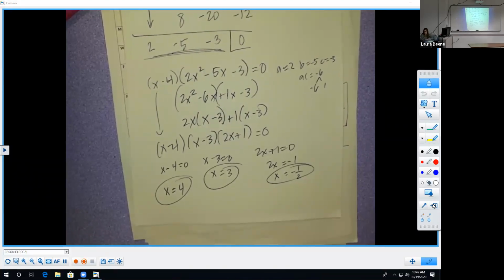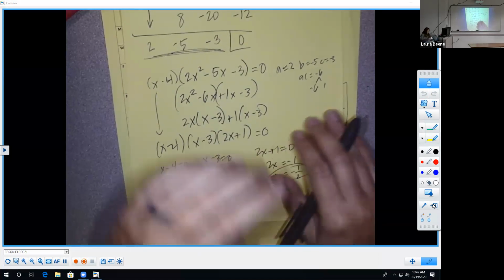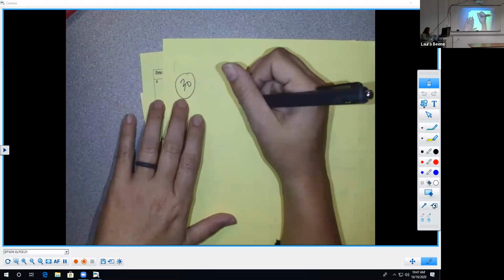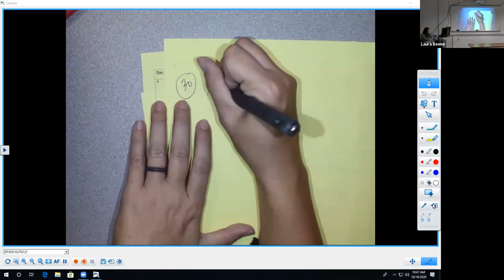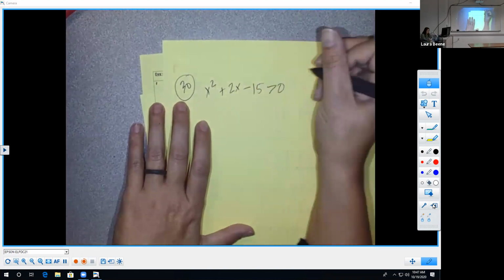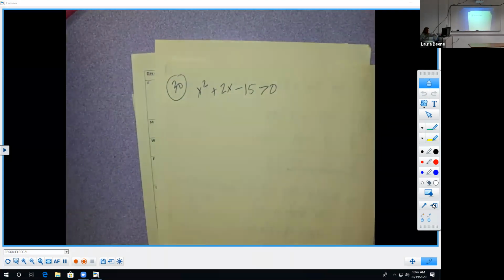We've got time for one more problem. Anything else? 30. Josue wants to do 30. Josue, did you get the horizontal asymptote part? No. Okay, let me go back to that real fast.